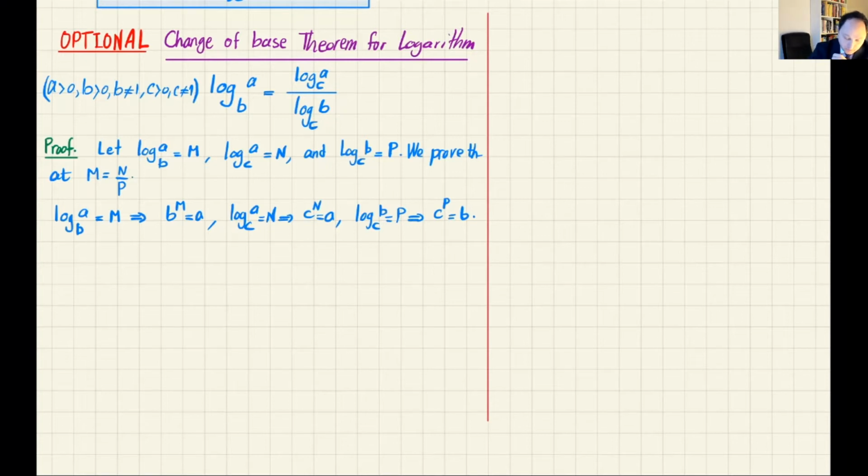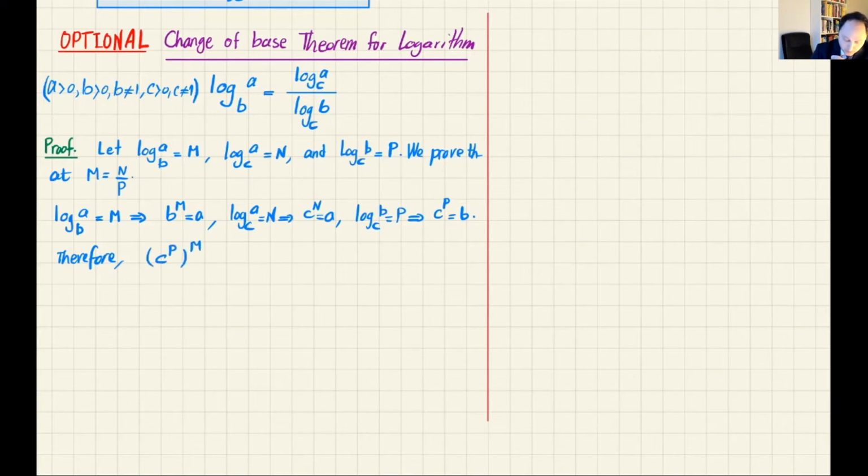Okay, so here, instead of this B, I can put C to power P, yes? Because C to power P is equal to B. So I will take this B and put C to power P instead. Okay, so therefore, we have C to power P, and of course I have another power M.